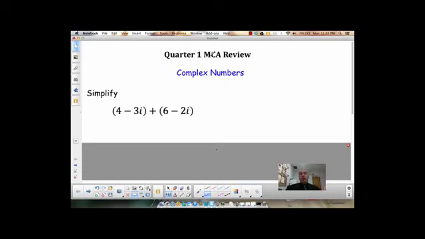Alright, so let's go over some of these problems from the MCA review. Organize them based on what the topic was. So the first one here we're going to deal with are complex numbers. So problem number one, these are all simplified type.